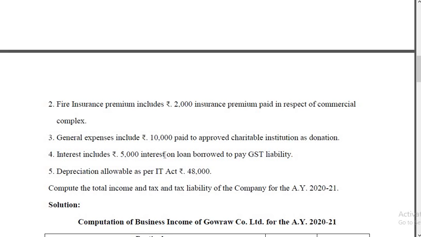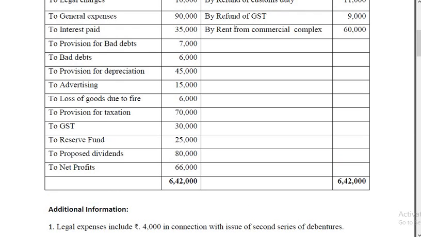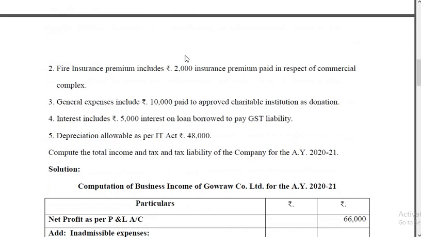Interest includes 5,000 interest on loan borrowed to pay GST liability. So this is very much allowed. Here you have got an item, interest paid. This includes interest paid on loan borrowed to pay GST liability. This is allowed. Supposing it is given interest on loan borrowed to pay income tax, then it is disallowed.